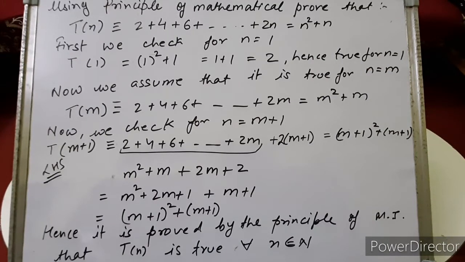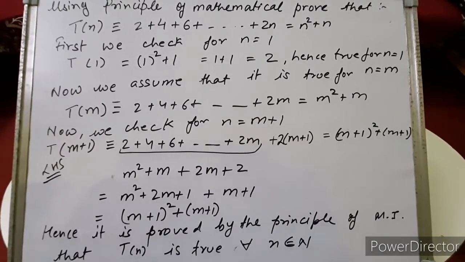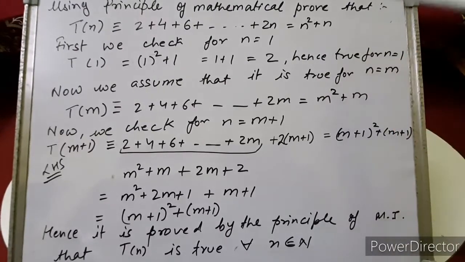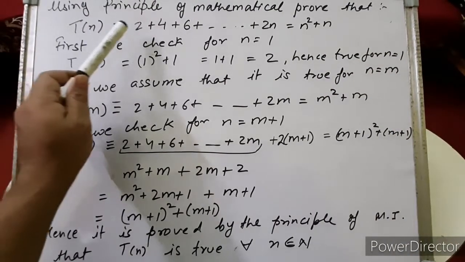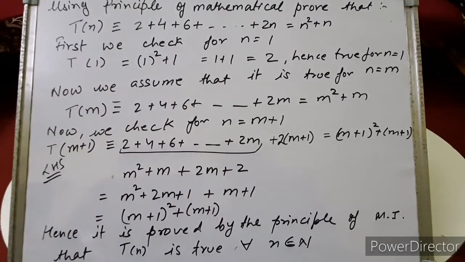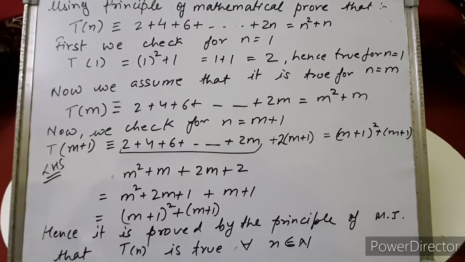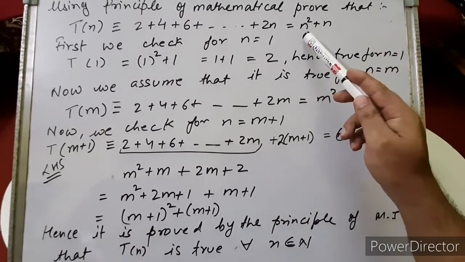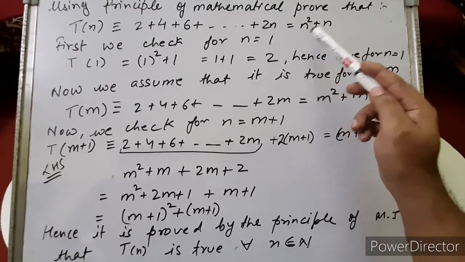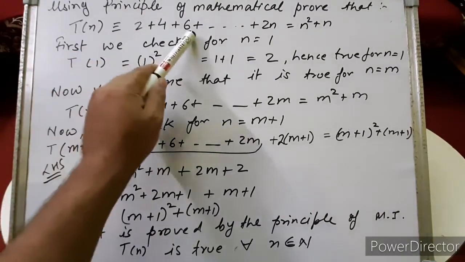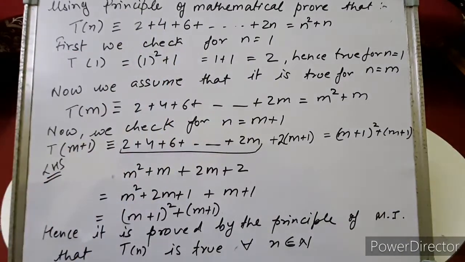Now, right children? If we put n equals 2, we'll get 2 square plus 2, which is 6. So the sum of the first two terms will be 6. You can see that 2 plus 4 is 6. That means the sum of one term is 2, and the sum of two terms is 6. If you put 3 here, you will get 3 square plus 3, 9 plus 3, which is 12. Now you see that the sum of the first 3 terms, 2 plus 4 plus 6, is 12. Right children? So it is true for n equals 3 as well.